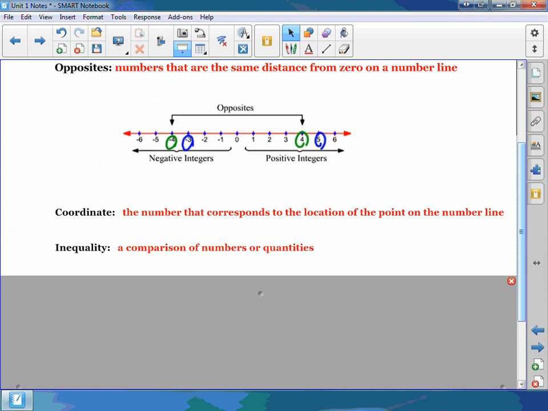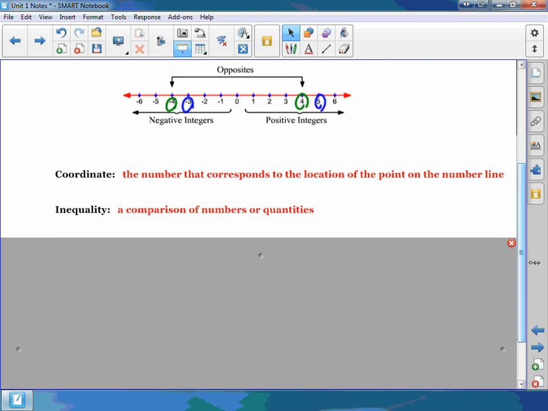And our last definition in this part, on this page, is an inequality. An inequality is a comparison of numbers or quantities. And the easiest way probably for you to identify what an inequality is, is through the use of our inequality symbols.